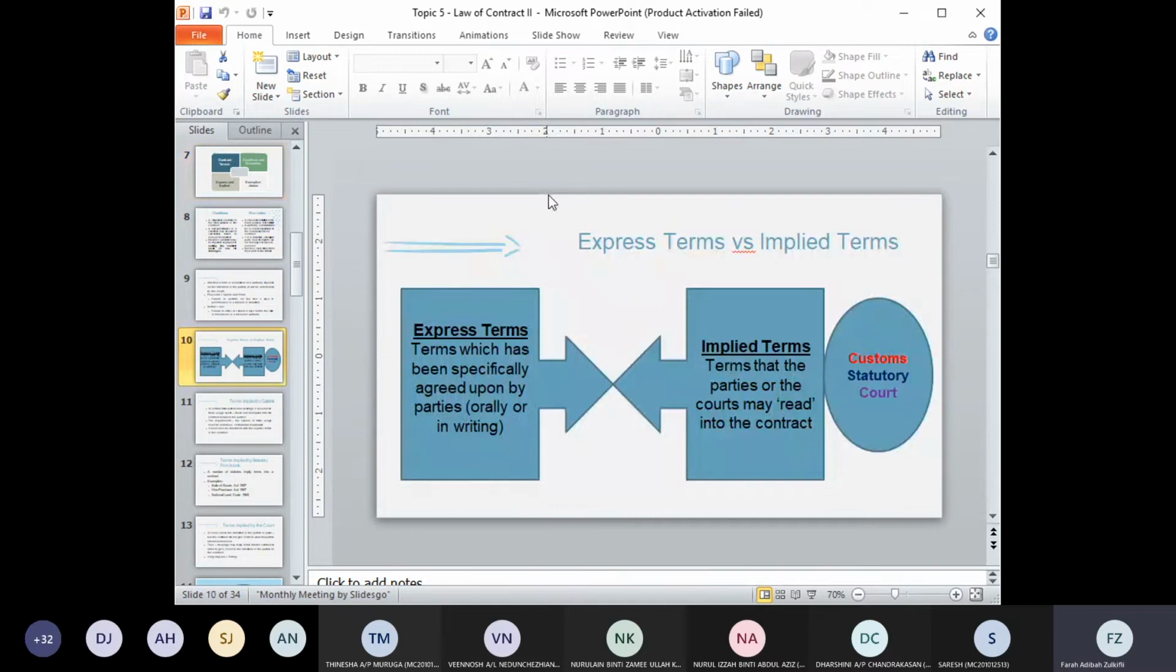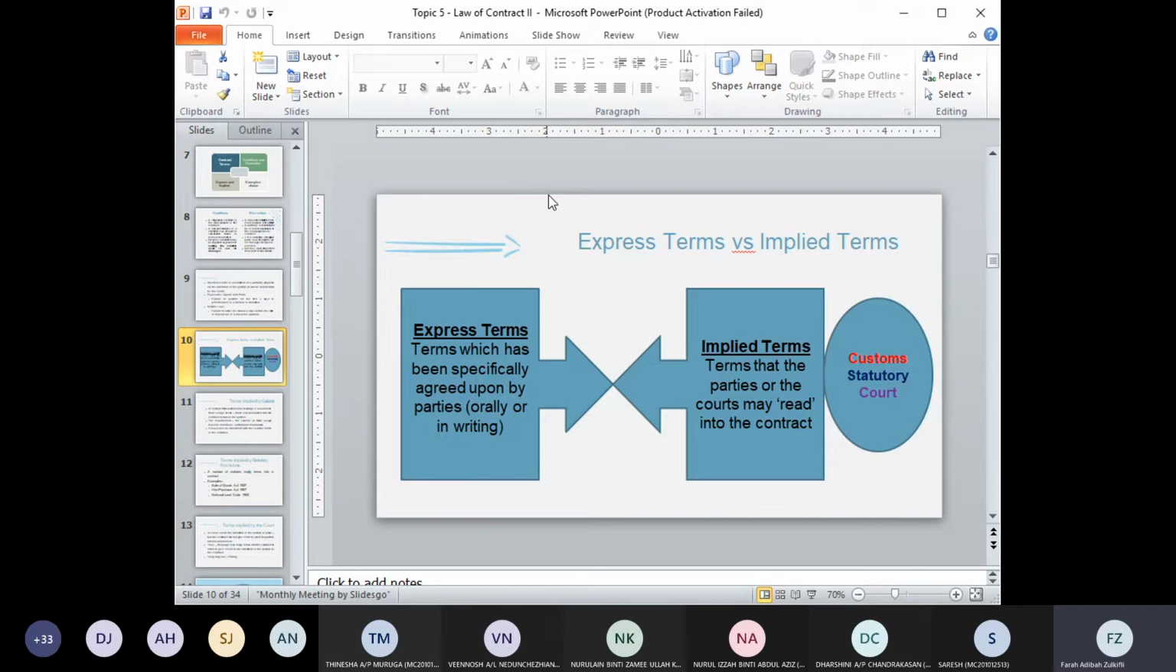Okay, so in a contract, we have express terms. So what are express terms? Simple. Express terms are terms which have been specifically agreed upon by the parties. So whatever is written in the contract is what we call an express term. Whatever is agreed between the parties, either orally or in writing, is what we call an express term.